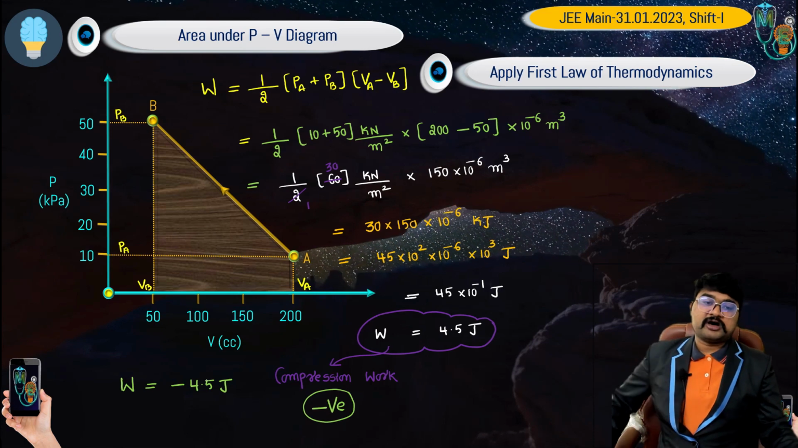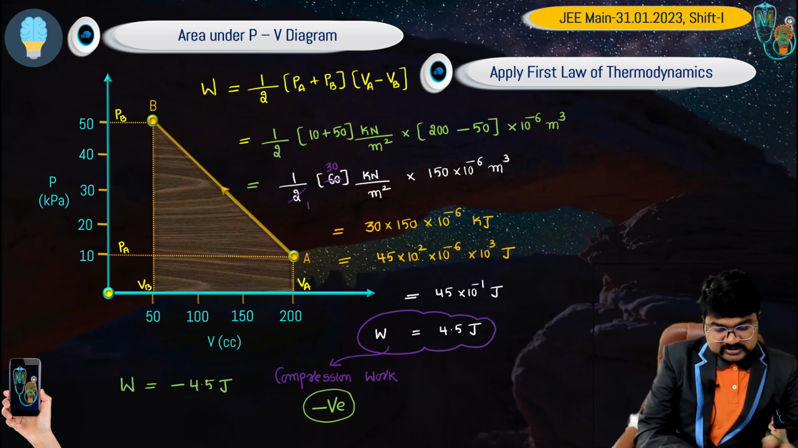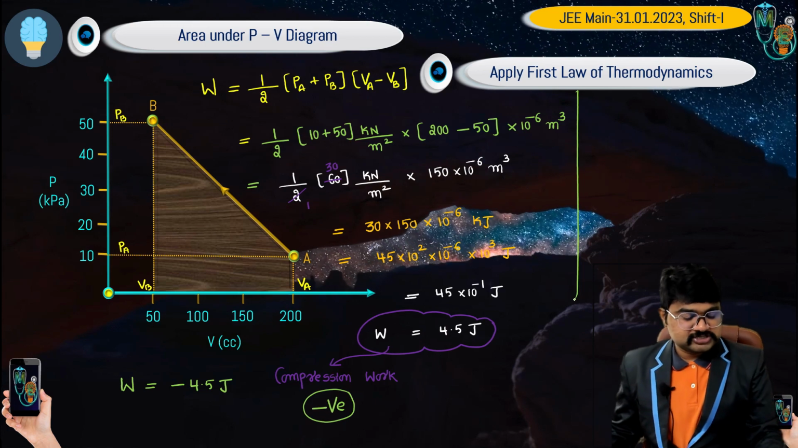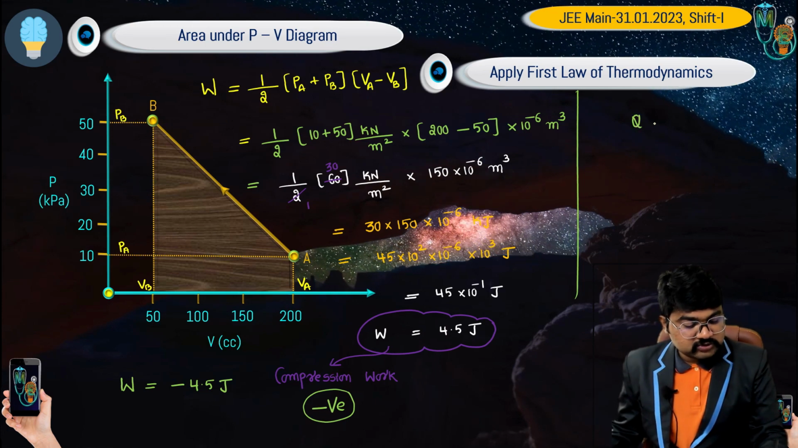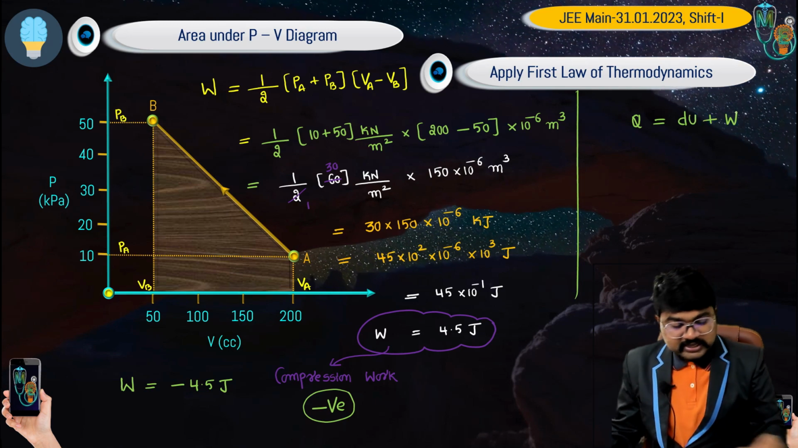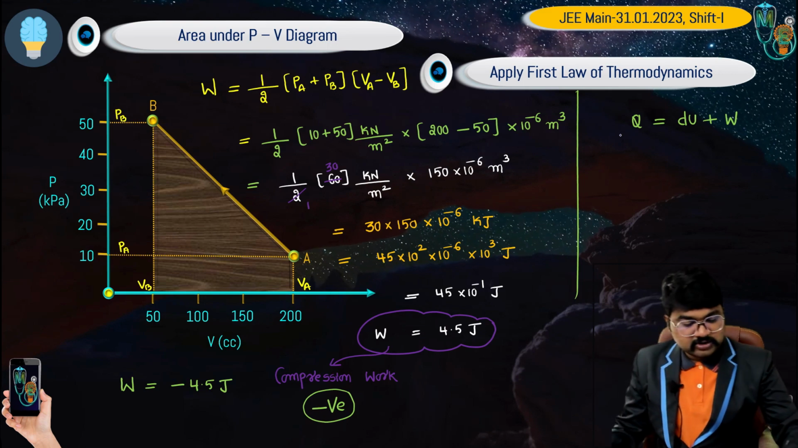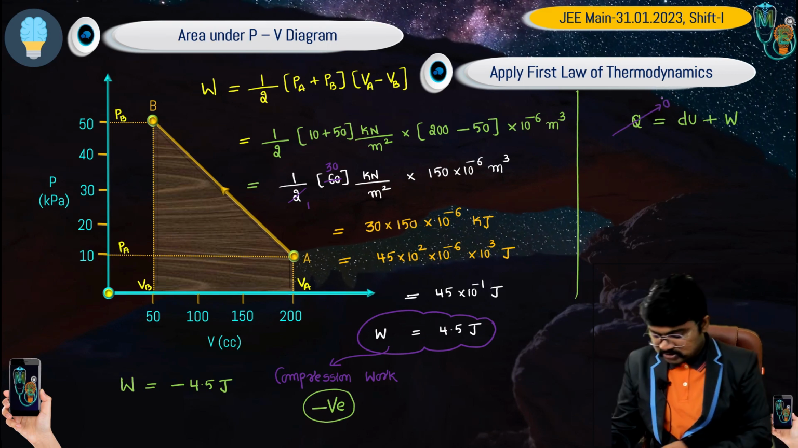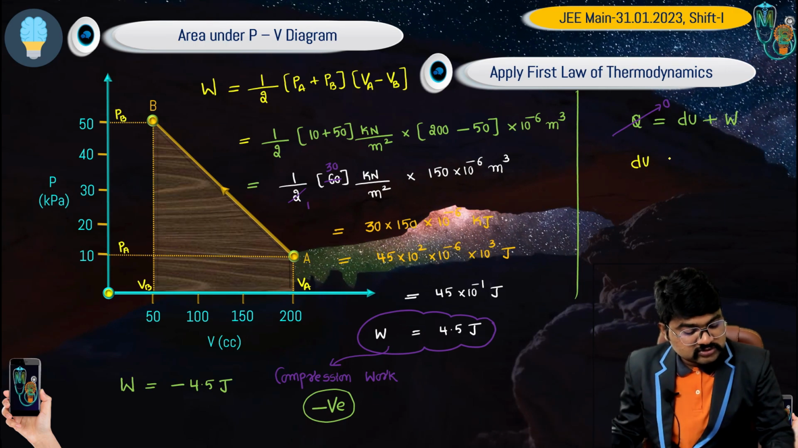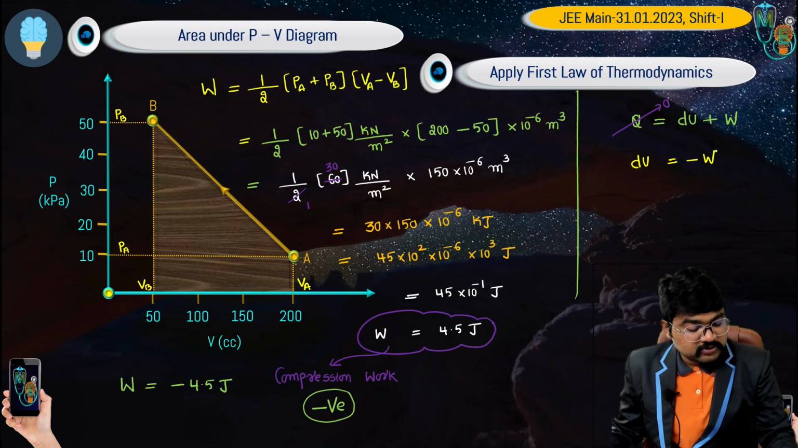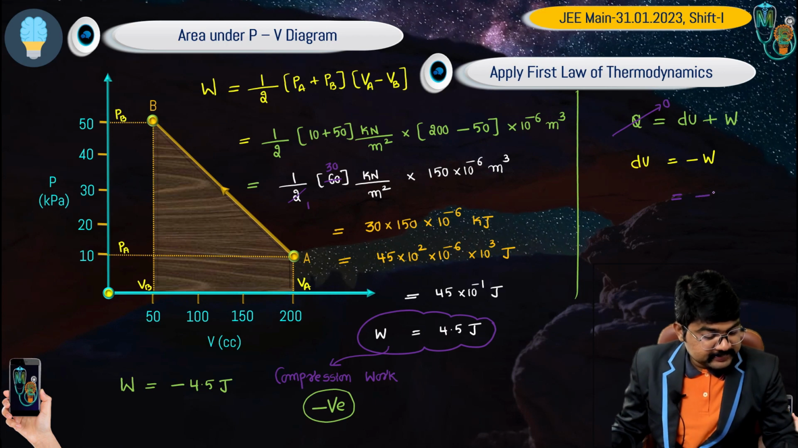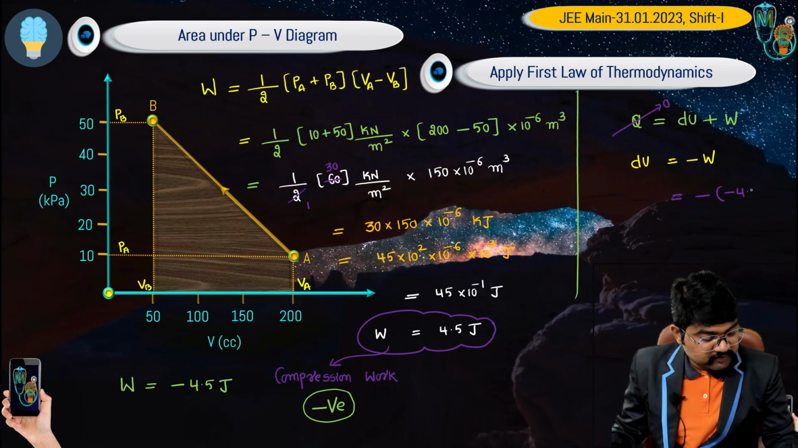If you apply the first law of thermodynamics, we already got the result. What is that? dU equals Q minus W, or Q equals dU plus W. Here the heat transfer equals 0. That means dU equals minus W. What is W? This is minus 4.5 joule.